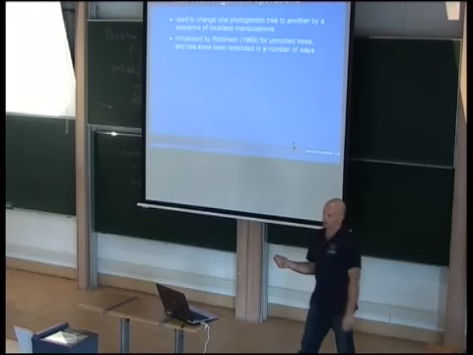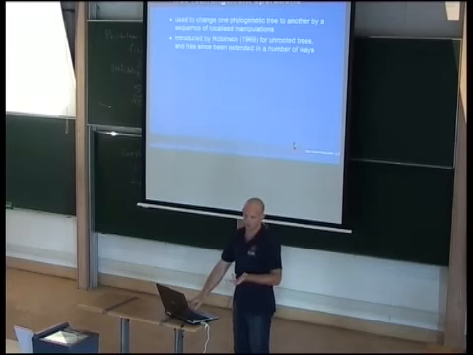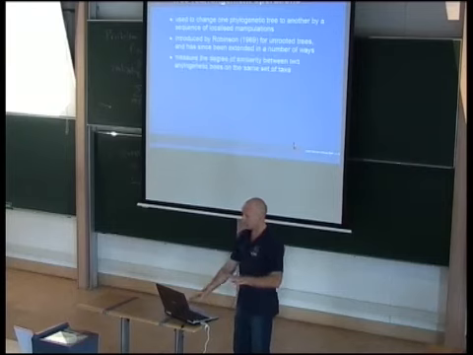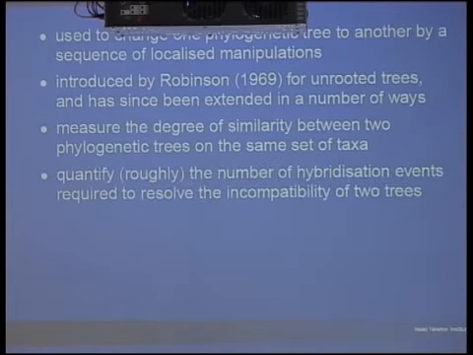These operations were first introduced by David Robinson in 1969 for unrooted trees, and have been extended in a whole lot of ways. The original one was the NNI operation, and it gives you a measure of how similar two trees are. So we're talking binary trees on the same set of taxa, and we want to know how much two trees are alike, really. More in a rooted sense, this will give you a measure of how much hybridization is required within a system to explain incompatibility between a pair or a set of given trees.